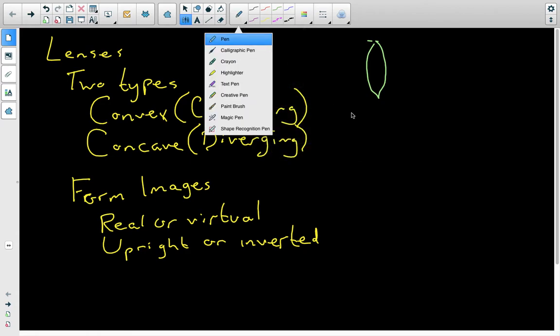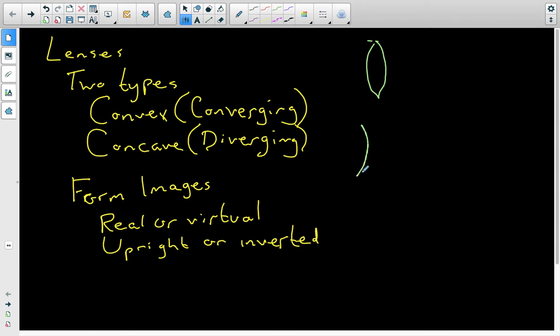A concave lens looks like a cave. Looks like that. Now we think of a cave. You go in a cave. It's hollow. So convex is converging, and concave is diverging.